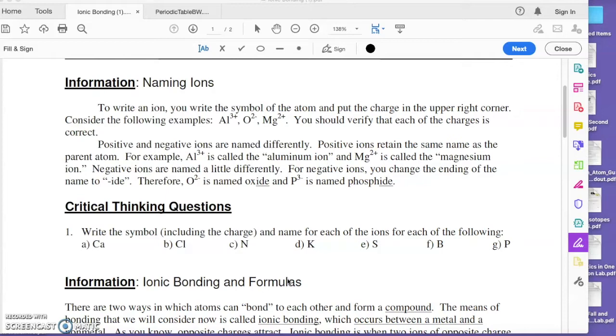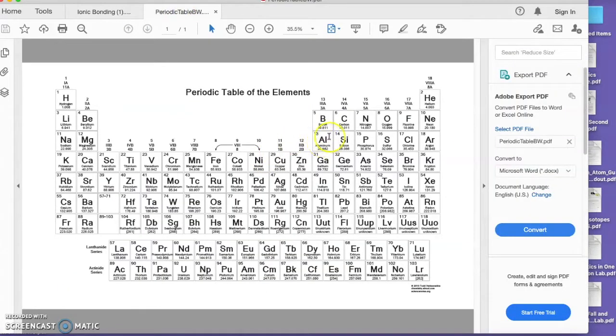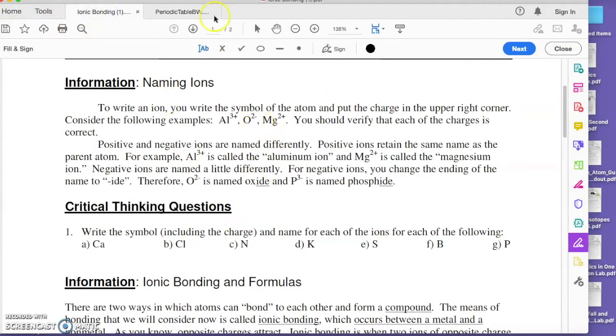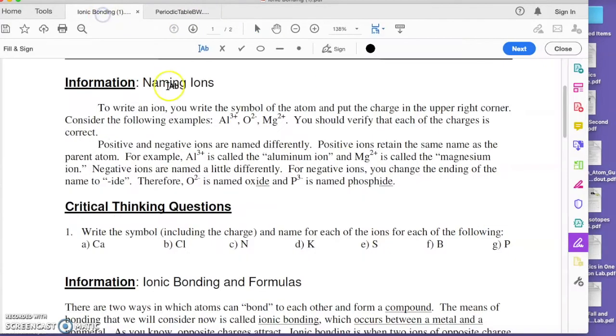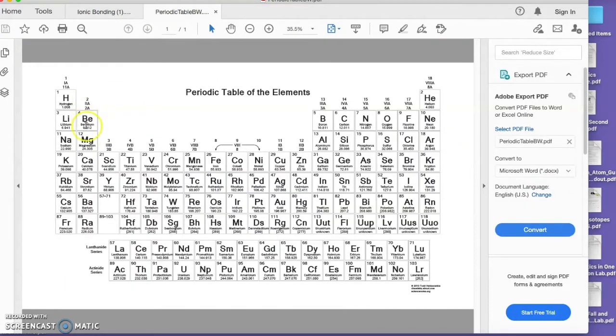You should verify each of the charges is correct. All I do is look at the periodic table. Aluminum's here, which is the 3A, which is the positive 3 charge. Oxygen is here, 6A, which is negative 2 charge. And then we have Mg, which is here, in the positive 2 charge.